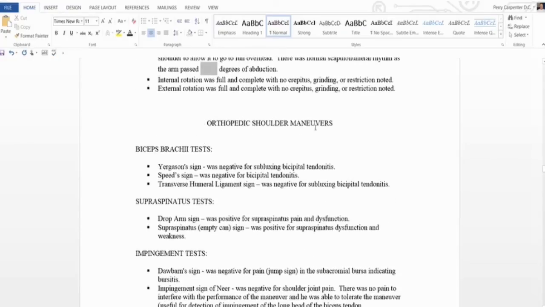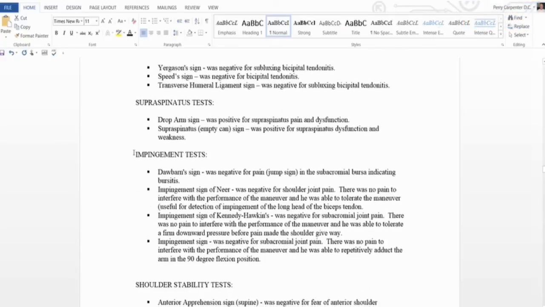We then get into our orthopedic shoulder maneuvers, and it's important to lay out your template in a way that organizes the tests by description rather than by name. Now notice that I do have named tests here, such as Jurgensen sign, speed sign, the transverse humeral ligament sign. These are industry specific names, meaning that these mean things to us in the industry, but the layperson has no idea what a speed sign is. So organize all your tests by the tissue or structure that you're testing. So you have biceps test, supraspinatus test, you have impingement tests, and you have all your tests listed by the type of test versus the name of test.